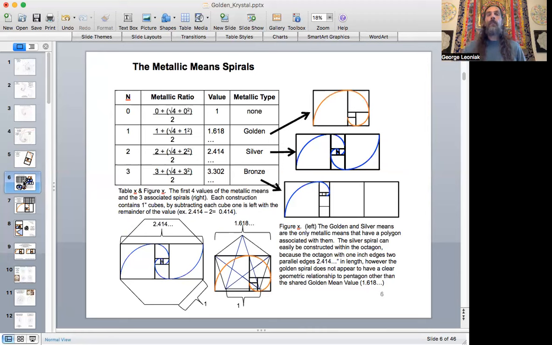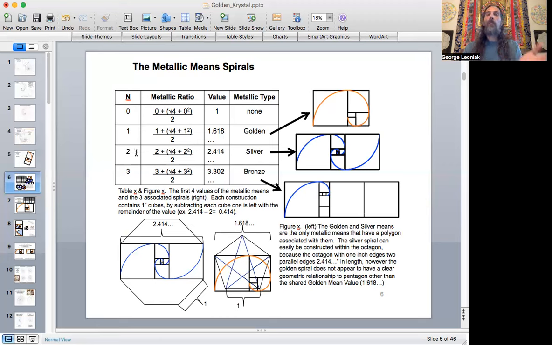So we have what's called the metallic mean spirals, and these are based on these different integers. If the integer is 1, this is a little calculation that you could plug in. If you do the square root of 4 plus 1 squared, which is 1, that gives you the square root of 5, plus 1, that's 3.236, divided by 2, that's 1.618.